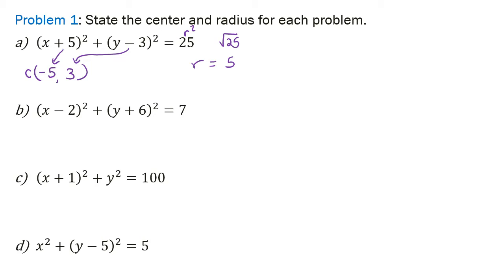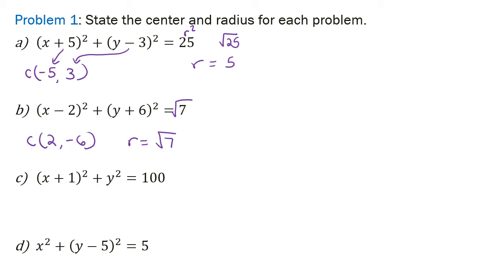For part B, once again, if we want the center, switch the sign, so it's positive 2. Switch the sign, so it's negative 6. So here's the center of the circle. Once again, we're going to square root this value to find the radius. Since you square root 7, you get a decimal. We're going to leave it as the square root of 7.